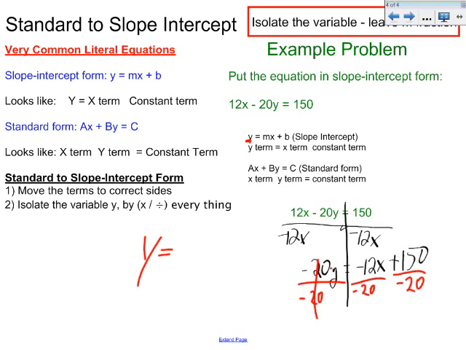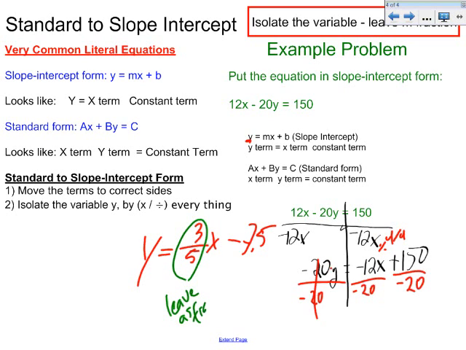Alright, now when you do negative 12 over negative 20, well, a negative divided by a negative is a positive, and you always want to leave this as a fraction. So if you simplify 12 over 20, you can divide the top and bottom by 4, which makes 3 over 5x. And then you do 150 divided by negative 20, which gives you, this one can be a decimal, negative 7.5. So again, always leave the term in front of the x as a fraction. We'll get into the reason why later on in this course.